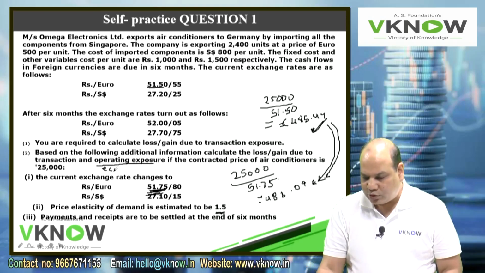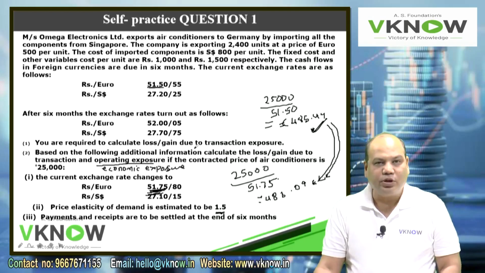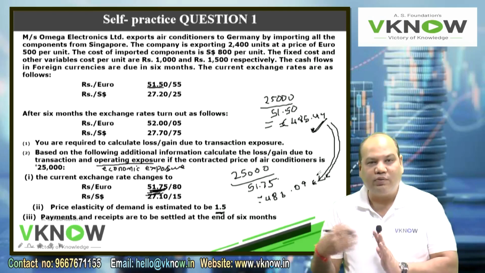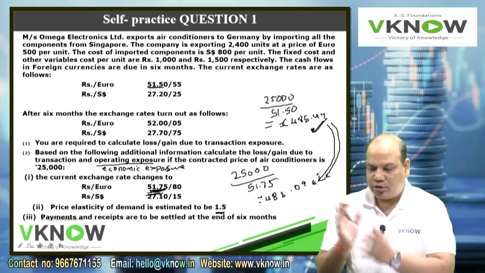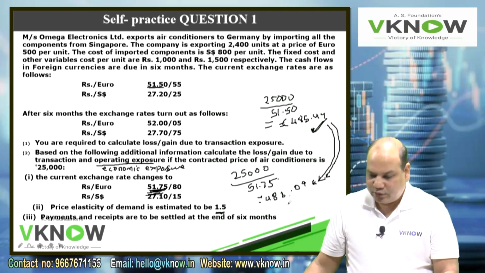Operating exposure is also called economic exposure. Because of change in exchange rate, the demand for my product has changed. It becomes cheaper for the German customer to buy our product, and the problem says the demand is price elastic. So if the price falls, demand goes up. So we have to do the revised calculation with revised demand, and that will give me operating exposure.